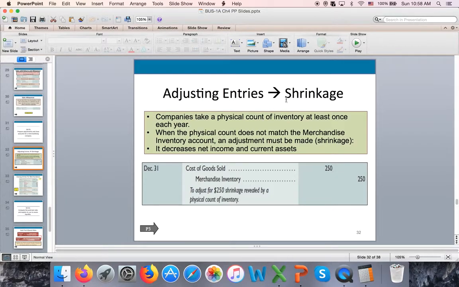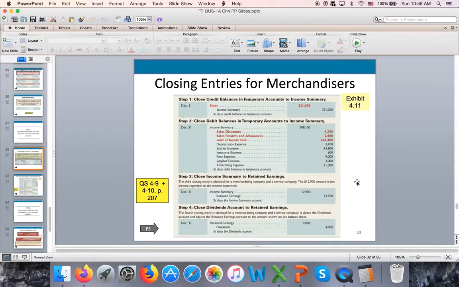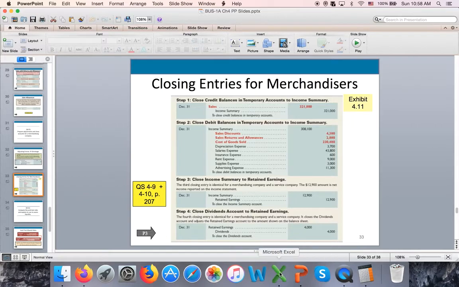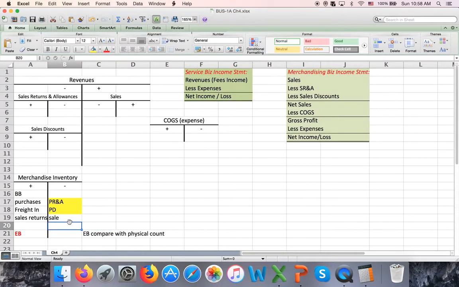And it's called shrinkage. So what do you debit? You debit cost of goods sold, even though you didn't sell it, but whatever items are misplaced or lost or stolen, it goes into COGS, and you decrease merchandise inventory. Let me actually show an example. So let me go back right here. The adjustment will be right here. Adjustment for shrinkage. It will decrease inventory and update my ending balance. And so now the ending balance will be equal to the physical count.